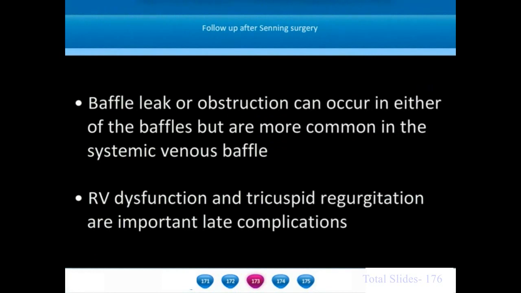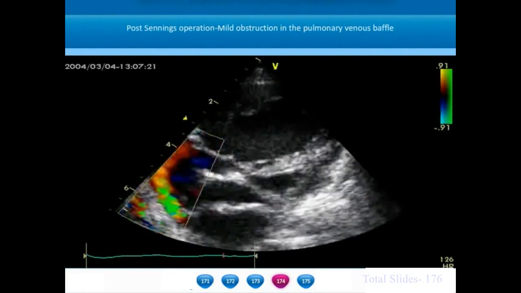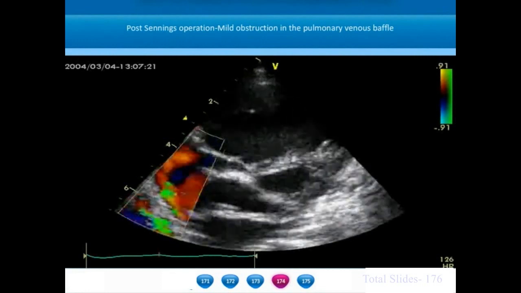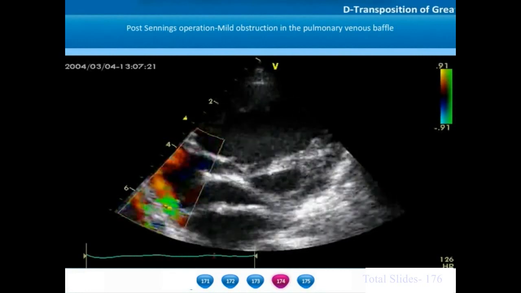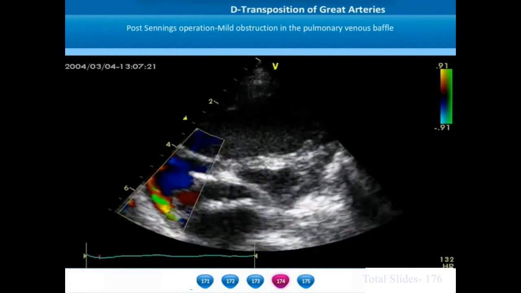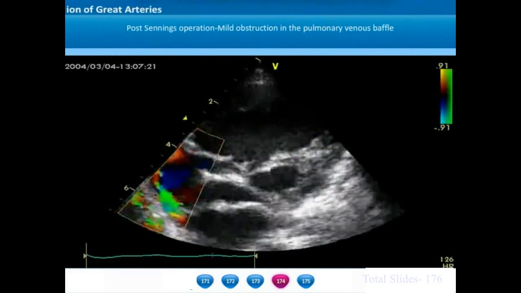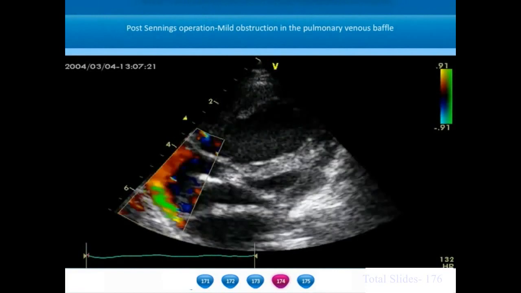When we follow patients after Senning surgery, baffle leaks or baffle obstruction can be noted. Right ventricular systolic dysfunction and tricuspid regurgitation will almost always be seen after a few years after Senning surgery. The most serious problem after Senning surgery will be the pulmonary venous baffle obstruction. Here we can find the pulmonary venous baffle is tightly obstructed due to fibrosis of the pericardial patch that has been used, causing a severe pulmonary venous hypertension.